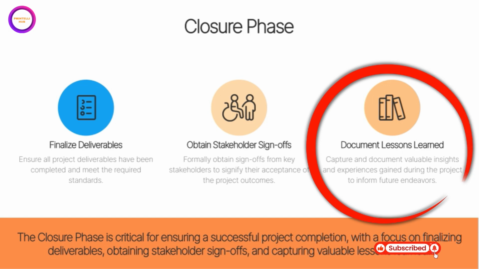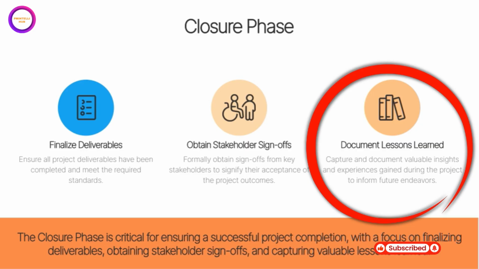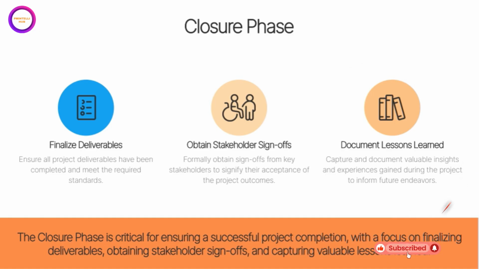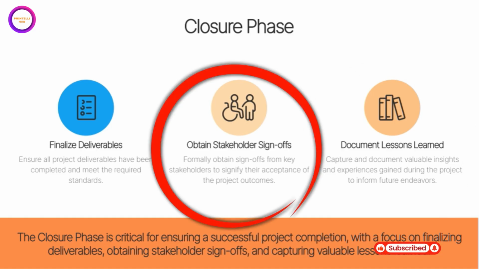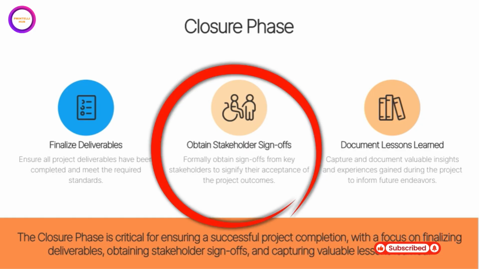Next, we move on to documenting lessons learned. This is a crucial step, capturing the insights and experiences we've gained along the way. By doing this, we create a valuable knowledge base that can inform and improve future projects. Overall, the closure phase is about ensuring everything is complete, signed off by stakeholders, and that we learn from our journey. It's the final opportunity to close the loop and set a strong foundation for the next endeavor.